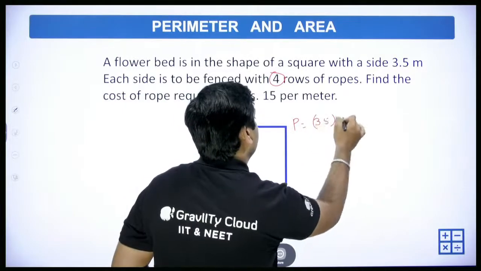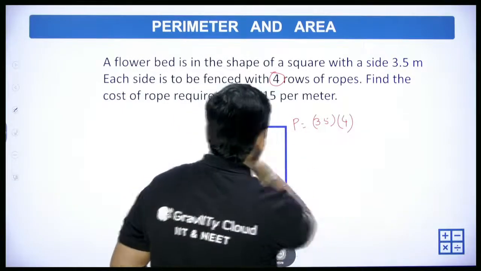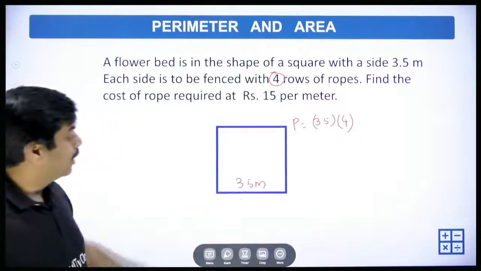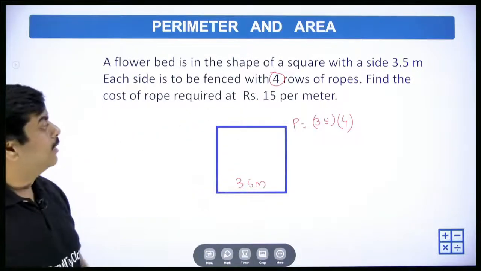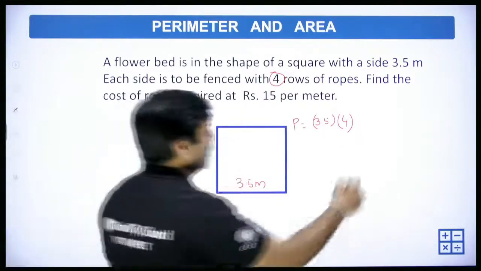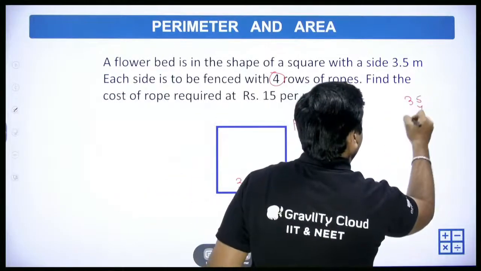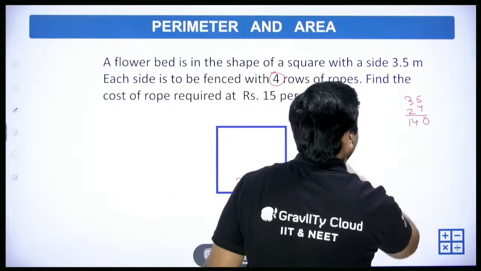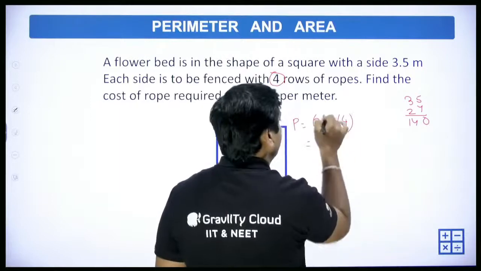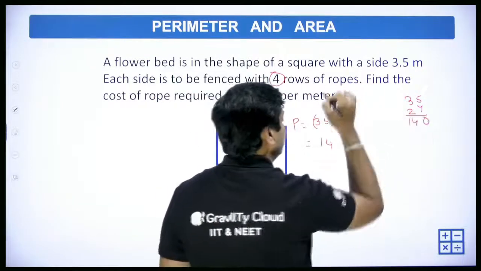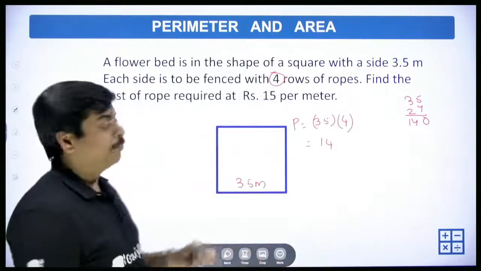So 3.5 into 4 sides, each side is 3.5. So what is 35 into 4? 5 4s are 20, 4 3s are 12, that means 14. So that will give you 14, and we have a decimal, so keep the point here. 14 or 14.0, both are the same.